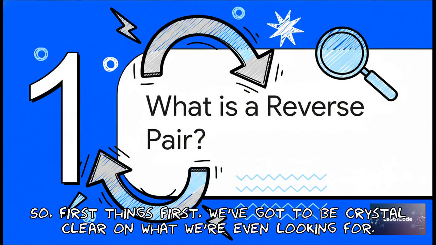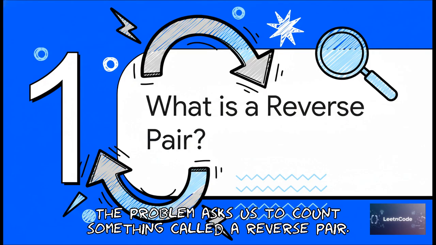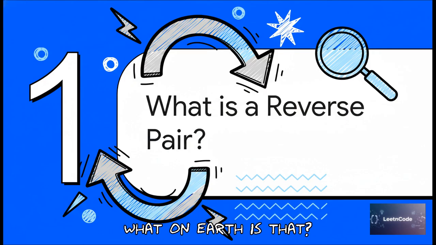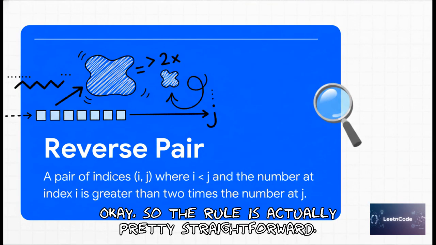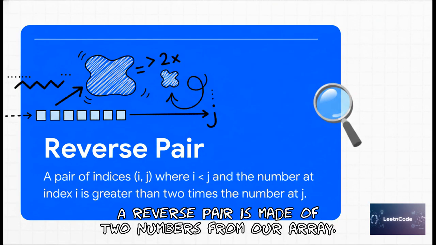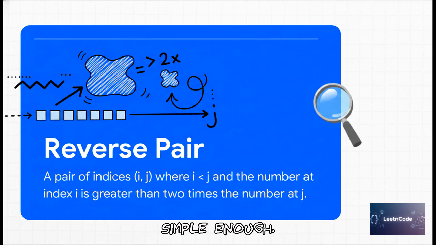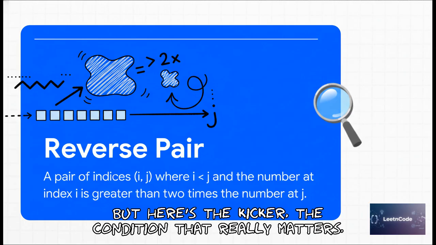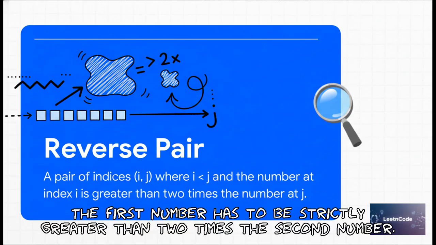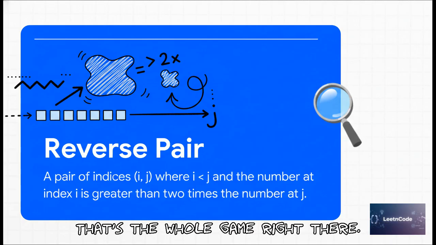So first things first, we've got to be crystal clear on what we're even looking for. The problem asks us to count something called a reverse pair. What on earth is that? Okay, so the rule's actually pretty straightforward. A reverse pair is made of two numbers from our array. The first number has to show up before the second one. Simple enough. But here's the kicker, the condition that really matters. The first number has to be strictly greater than 2 times the second number. That's it. That's the whole game right there.